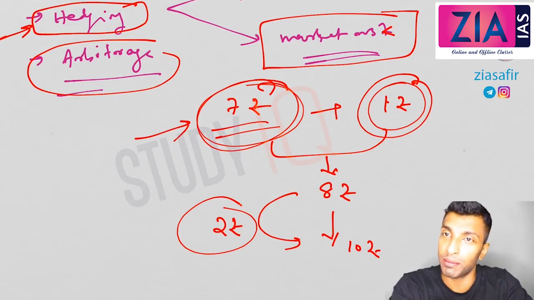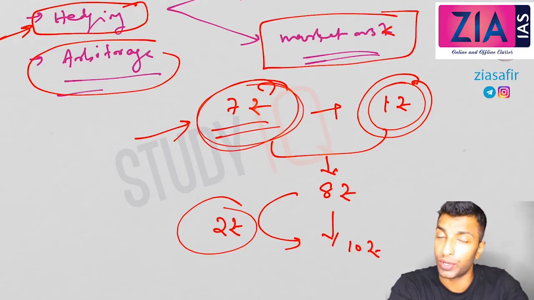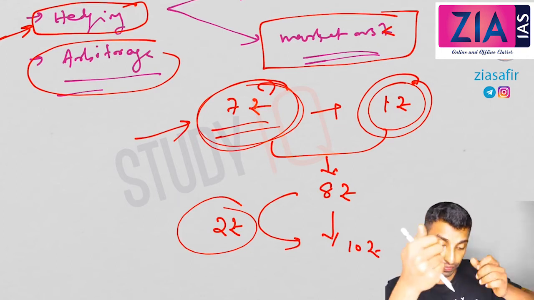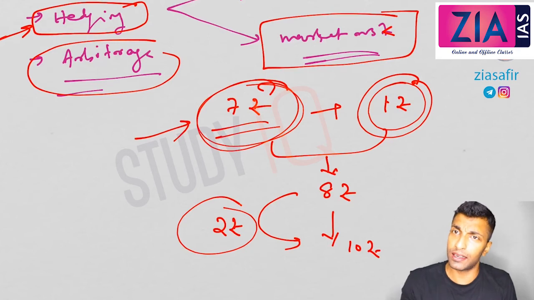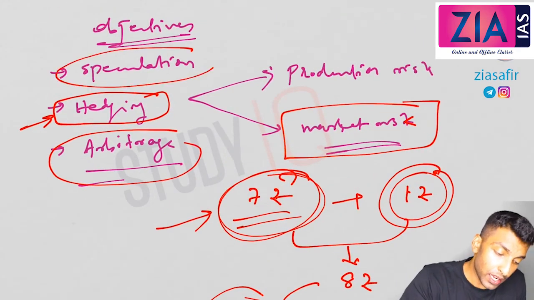Forget about potato. Potato is a perishable item, but in general I am talking about it. Even in the case of commodities, you can say gold, currency, or securities also. It is an arbitrage. You're buying now and you're selling later. Simple concept. Okay, speculation, I hope you understood.